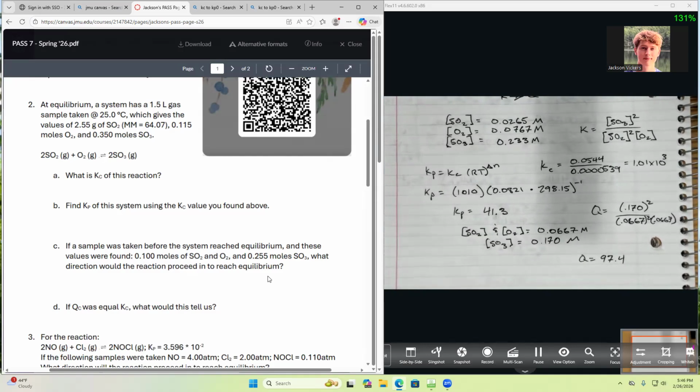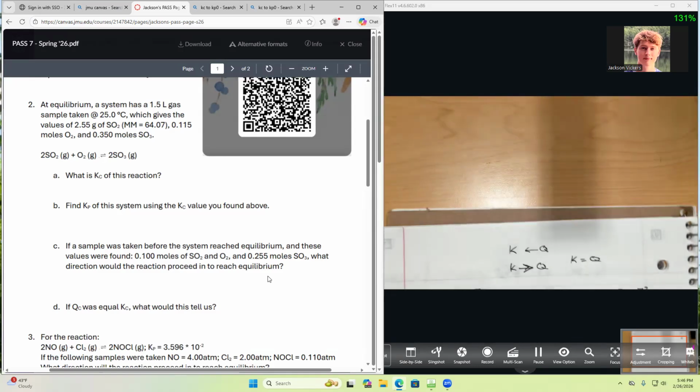So this is what I got real quick. 97.4. And so we'd go back and compare that to the K value. And so what do we think? Is the reaction going to proceed forward or reverse? Are we at equilibrium? What do we think?